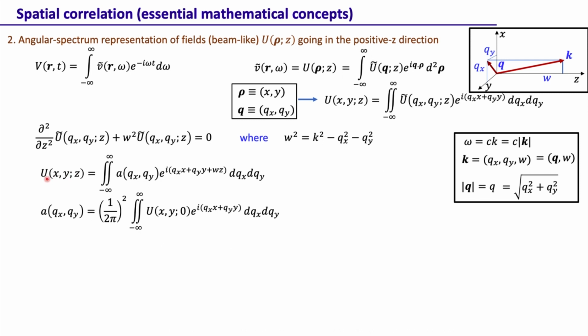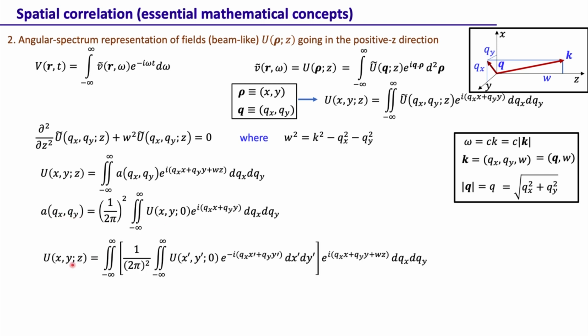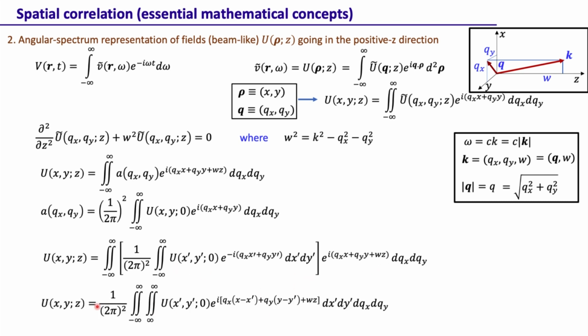So let's do that. This is what we have, the u at any z, and the a written in terms of the field at z equal to 0. Now if you want to calculate the field at z, we just substitute this expression in there, and that gives us the field at x y at any z. So this a q x q y, when we substitute this expression, this is what we get. We can arrange it a little bit, and so that's the u x y z in terms of u x prime y prime 0.